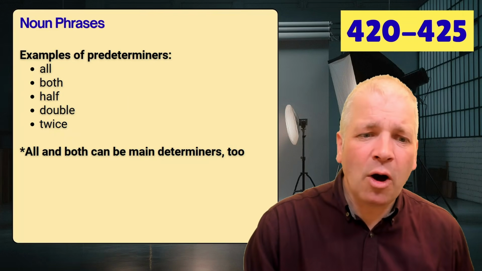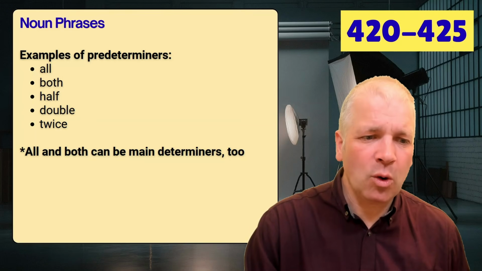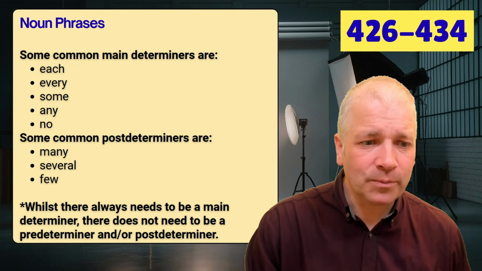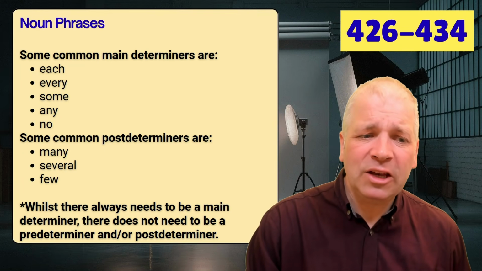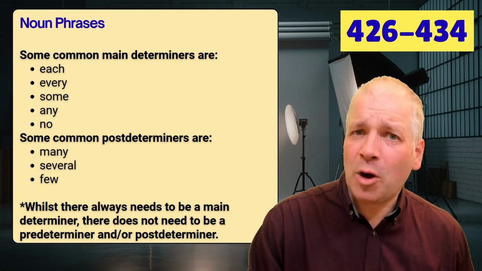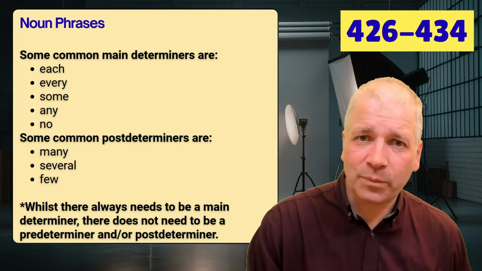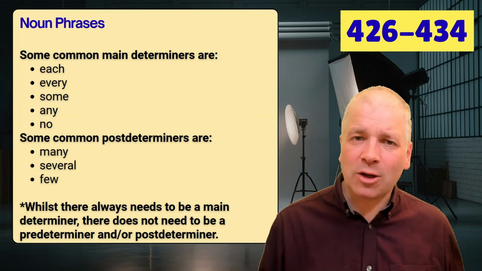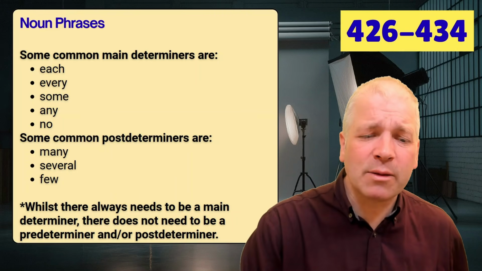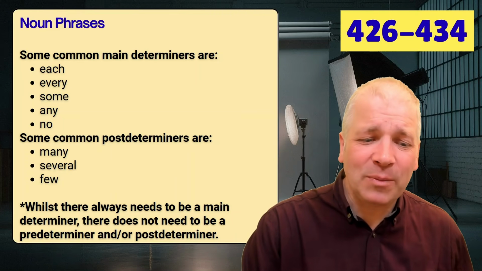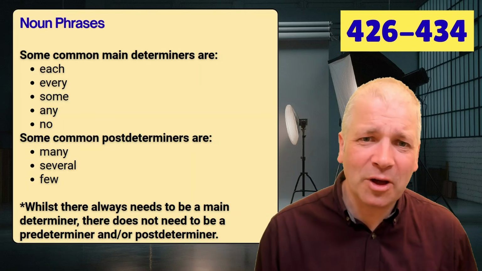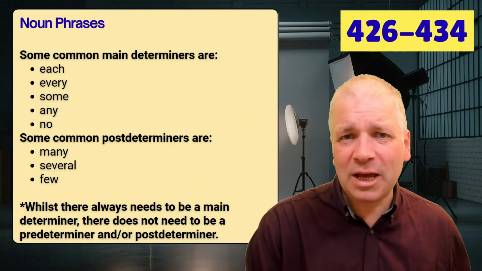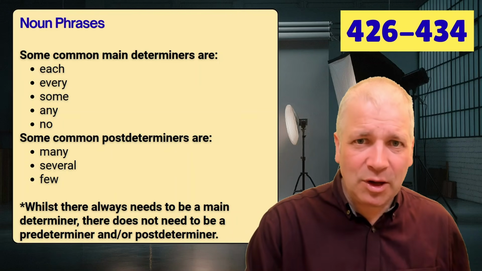Here are some examples of predeterminers that commonly come up in that position. All, both, half, double, and twice. All and both can be main determiners too. Some common main determiners are each, every, some, any, and no. And some common post determiners are many, several, and few. Now, I'm not saying these are all the words that can be main determiners or post determiners, but they're quite common. Whilst there always needs to be a main determiner, there does not need to be a predeterminer, there does not need to be a post-determiner, and there does not need to be either of them. It could just be the main determiner. So any combination is possible as long as you've got a main determiner.